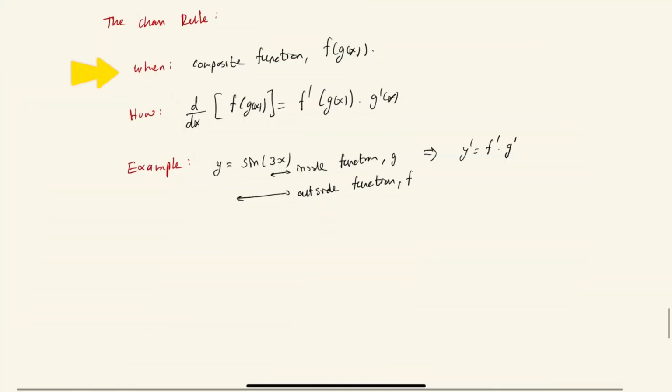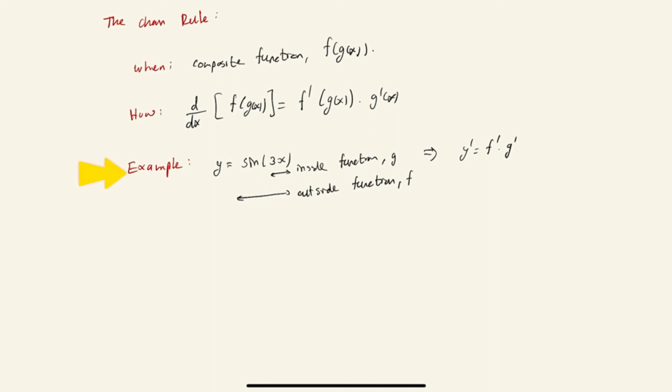The chain rule applies when we have a composite function, f of g of x. That just means a function inside of another function. When we want to take the derivative of that, it's going to be the derivative of the outside function, f prime of g of x, then multiplied by the derivative of the inside function, g prime of x.